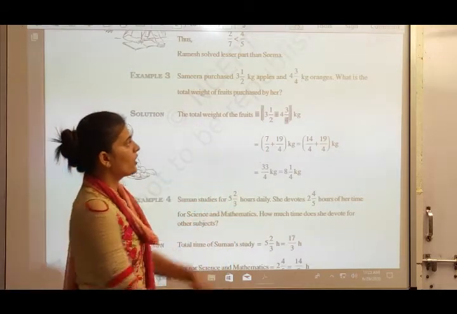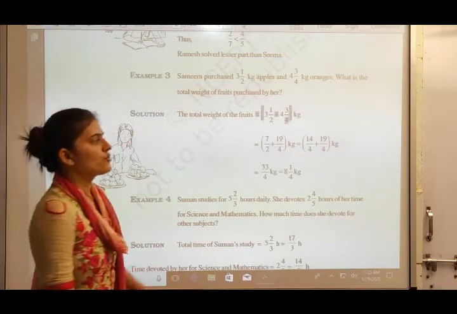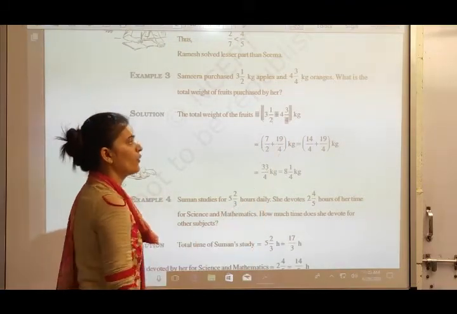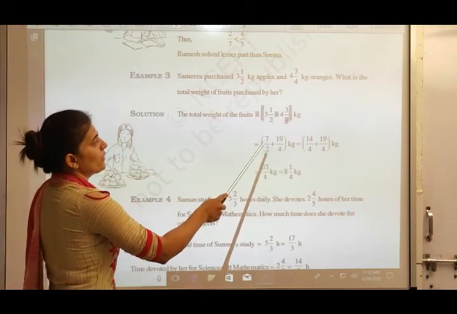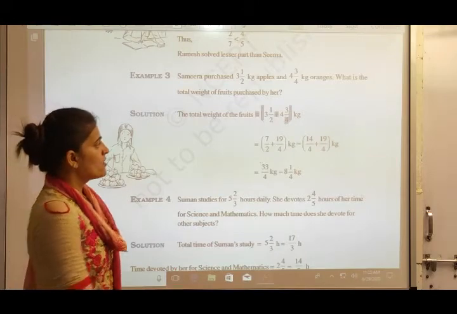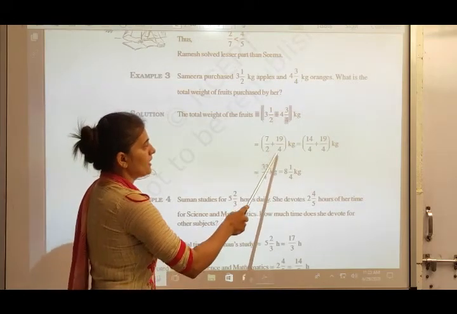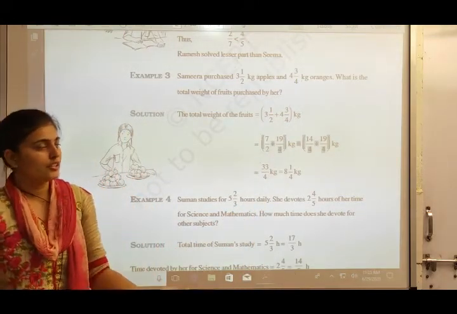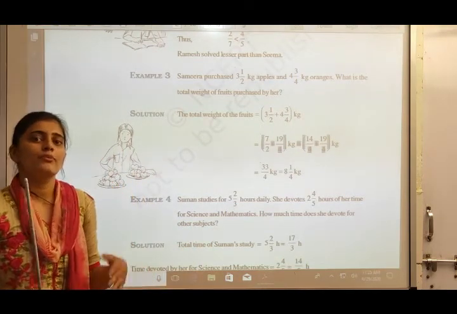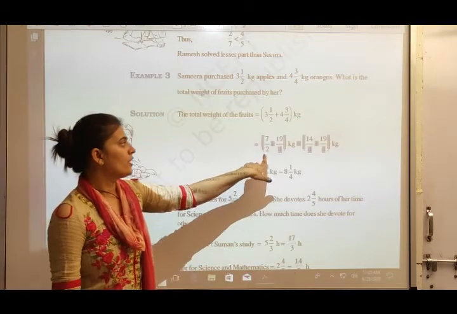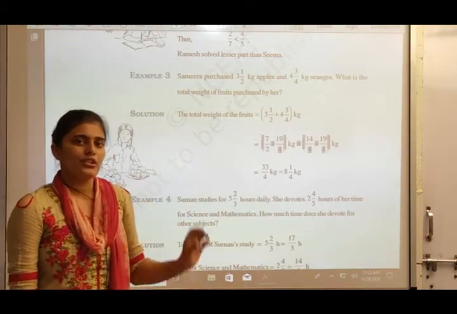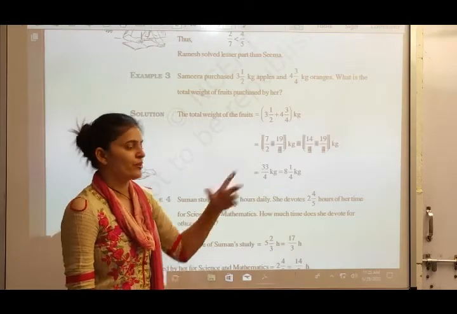Now the same for 4 3/4. So 4 4s are 16 plus 3, it will be 19/4. So you can see 7/2 plus 19/4 kilogram. Now another step: the denominators are different. So again take the LCM of 2 and 4. The LCM will be 4. In the 4's table and in the 2's table we get 4, so the larger number will be the LCM, 4.